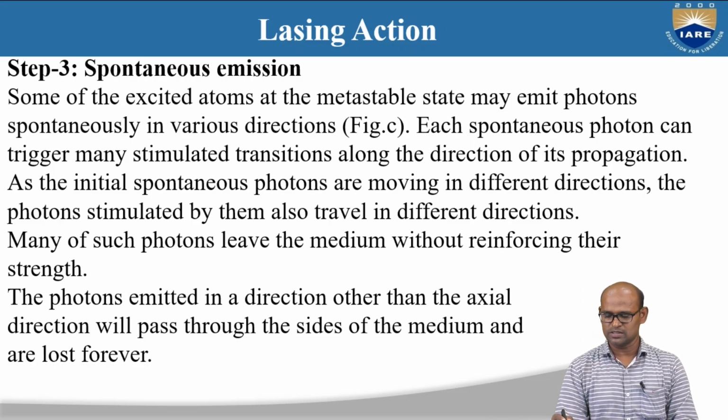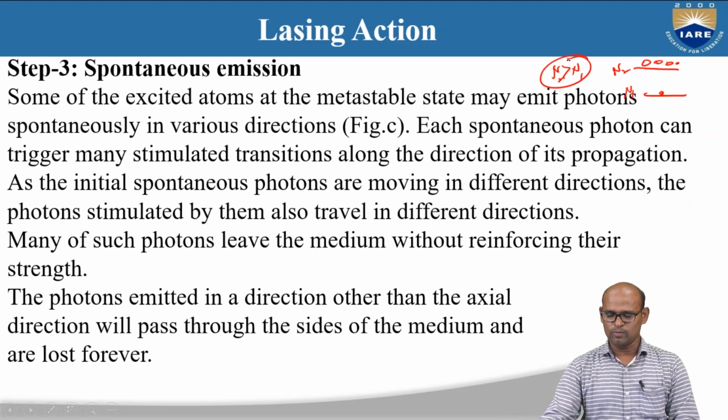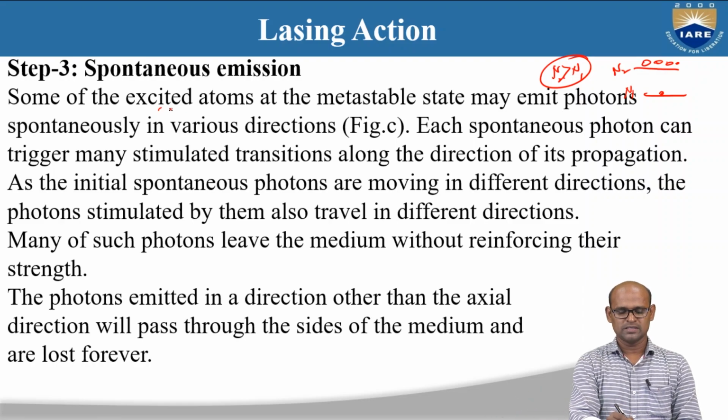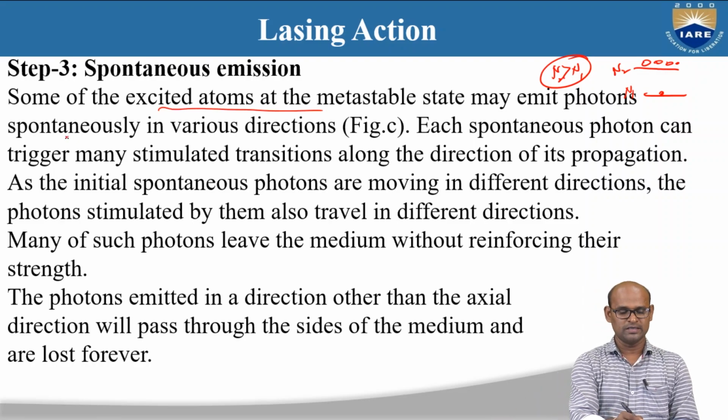So the number of atoms in the metastable state is more compared to the number of atoms in the ground state. So that means N2 is greater than N1. This is N2 and this is N1. N2 greater than N1 means we achieve population inversion. Once we achieve population inversion, some of the excited atoms of the metastable state may emit photons spontaneously.